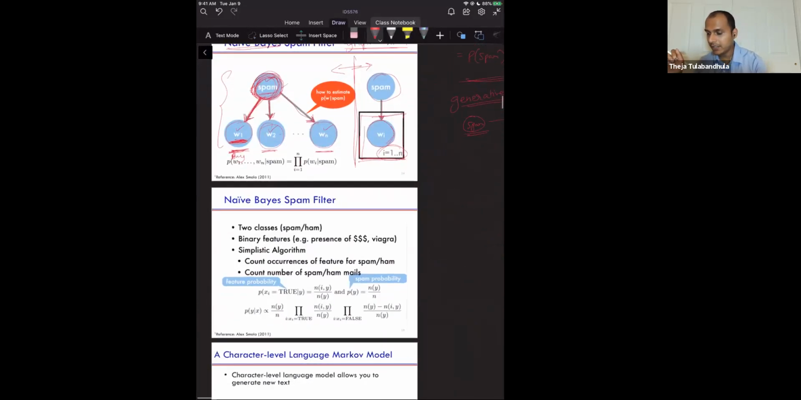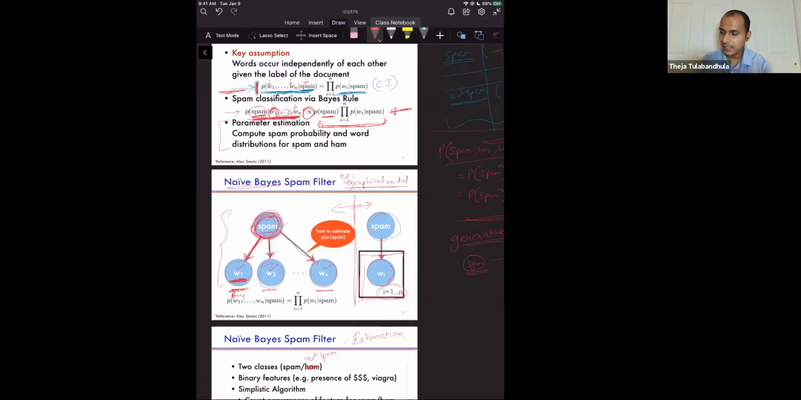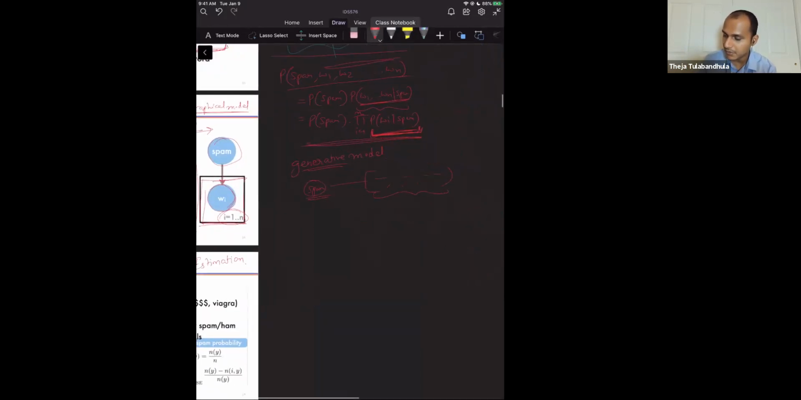Okay, let me call this not spam. And then let me talk about estimation now. So this is a model, it will have parameters. And what are the parameters? If you go back here again, we want to compute two numbers. We have the words. At test time, we have a bunch of words, W1, W2, all the way to Wn.